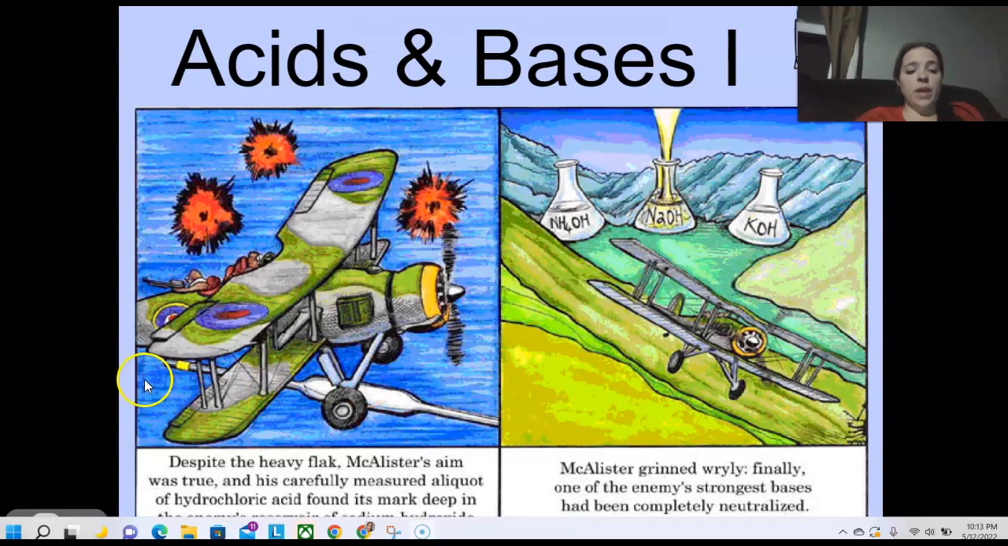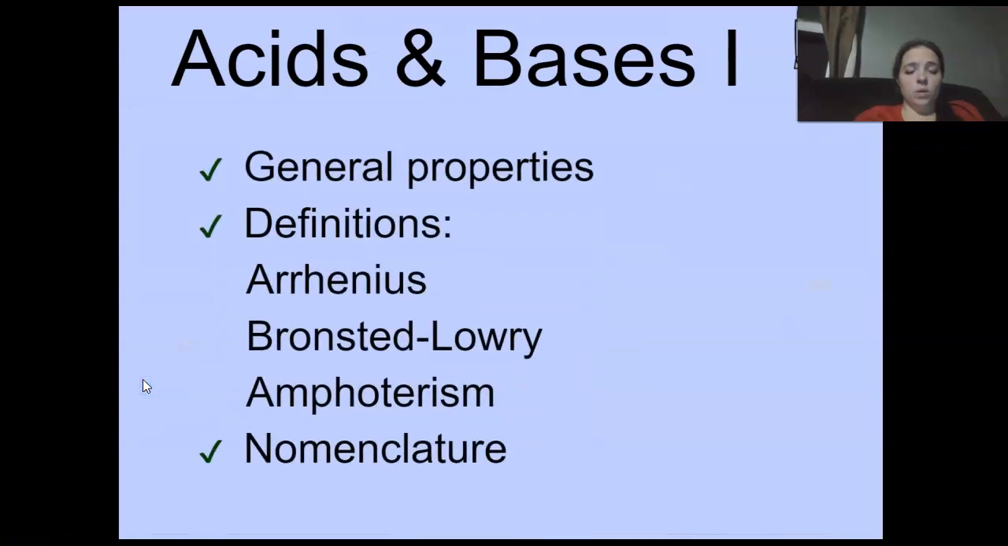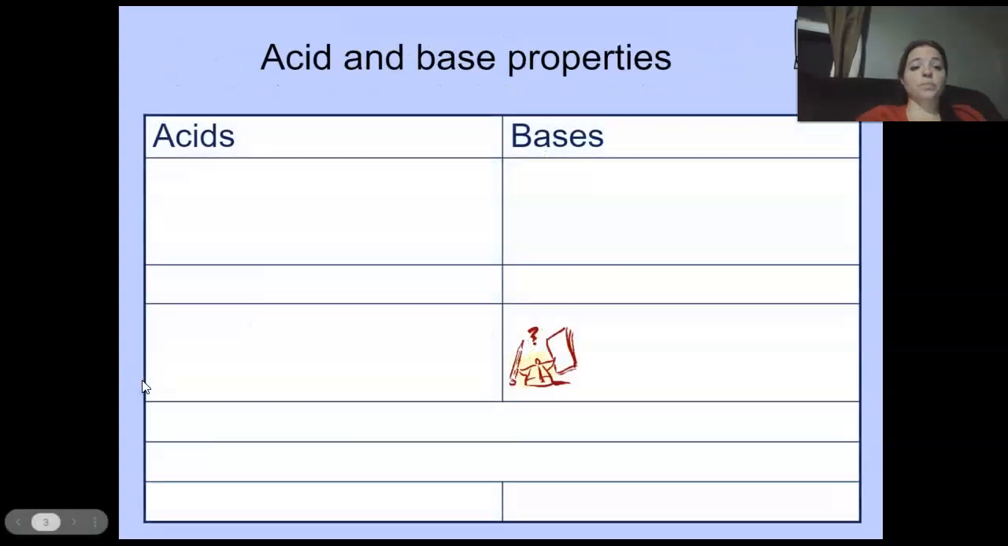We are now on to the acid-bases unit. What we're going to look at today is general properties, a couple definitions, the Arrhenius, the Bronsted-Lowry, and the amphoterism definitions, along with some nomenclature again.